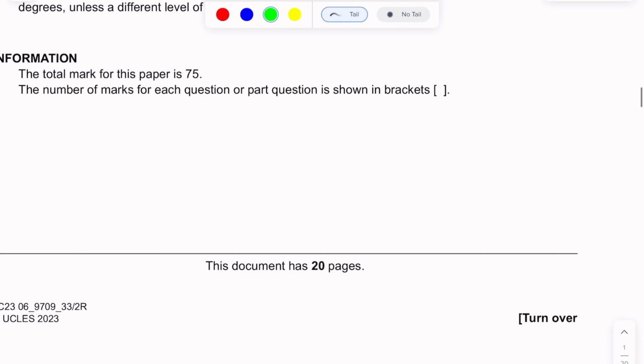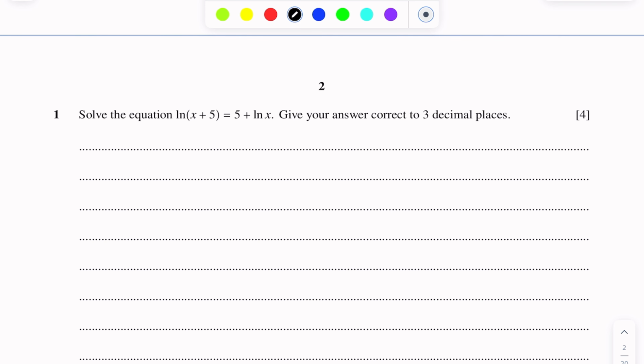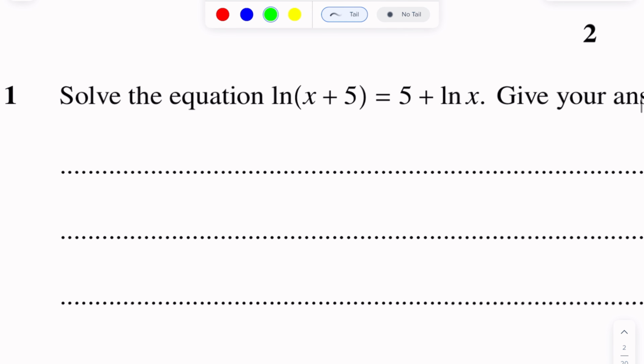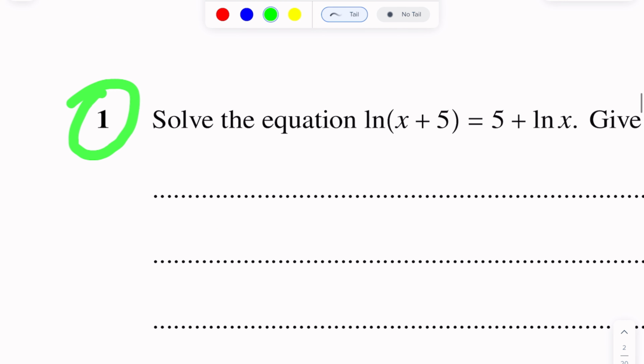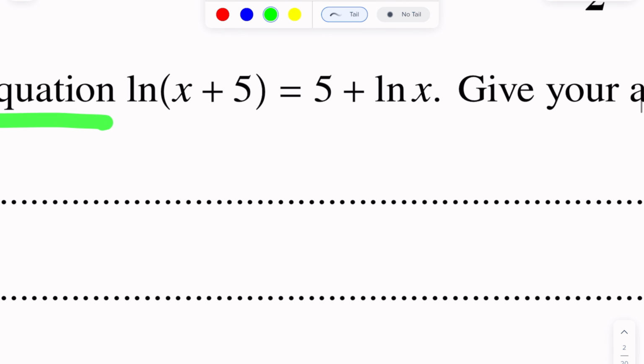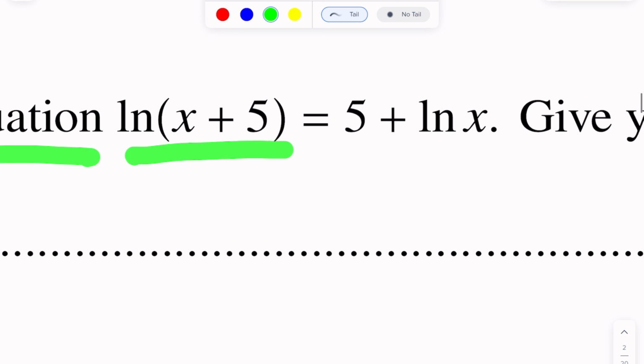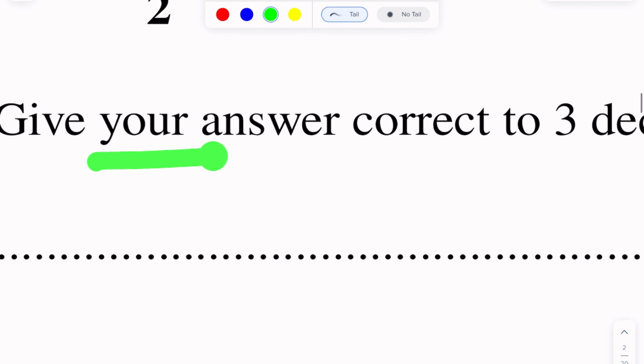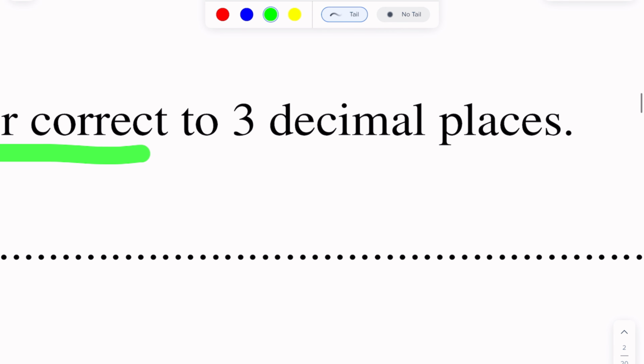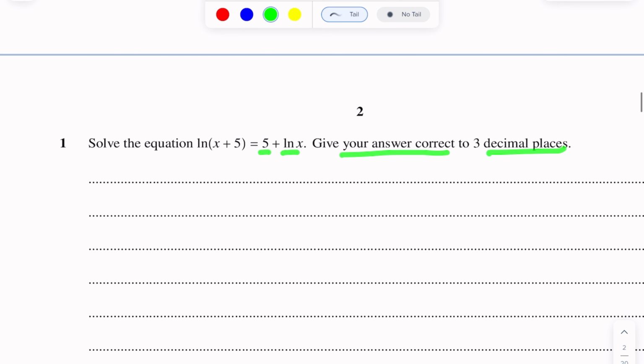First question of this paper is of logarithm. Solve the equation. Question first. Solve the equation ln(x + 5) = 5 + ln x. Give your answer correct to 3 decimal places. This is a simple question.